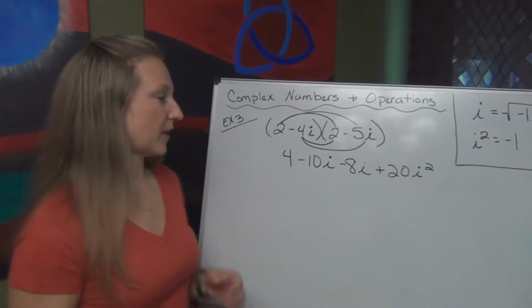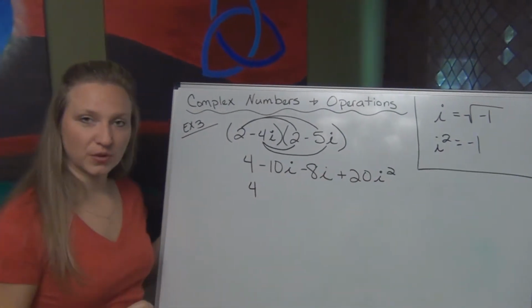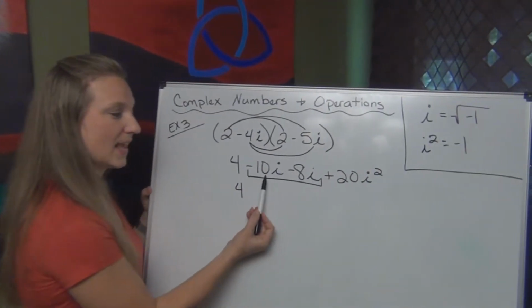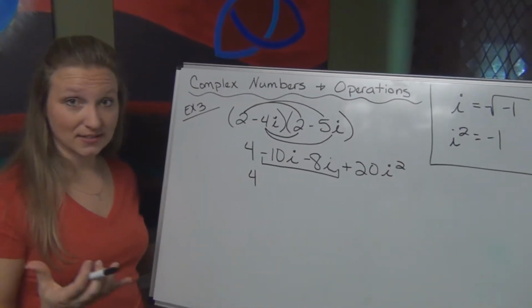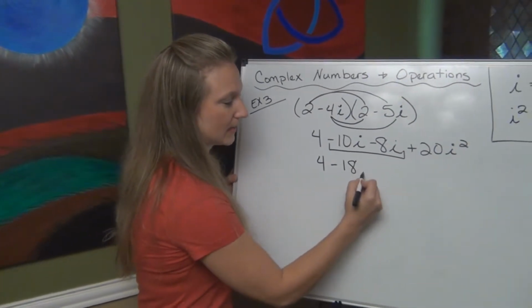Now we're going to simplify. There is nothing to combine the 4 with, so I'm just going to bring the 4 down. Notice I want to combine like terms out here. I have a -10i and a -8i. Since they are both i's, they are like terms and I can combine them. Those will combine to be a -18i.